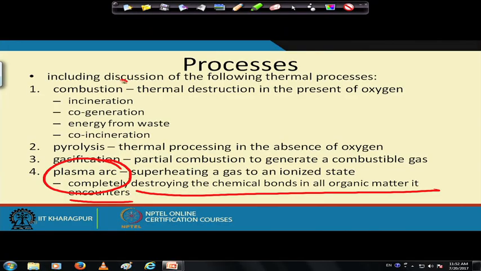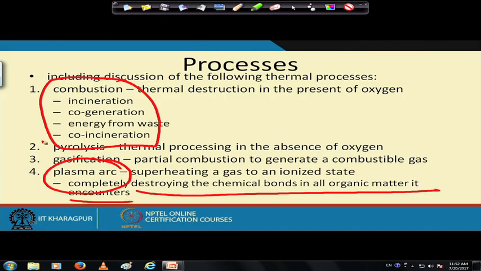So that basically leaves it down to, for waste to energy, we mostly focus on this part in general for municipal solid waste. For municipal solid waste, we are focusing here. For some of the specific waste, pyrolysis and gasification are also done. So these are the processes which are out there.